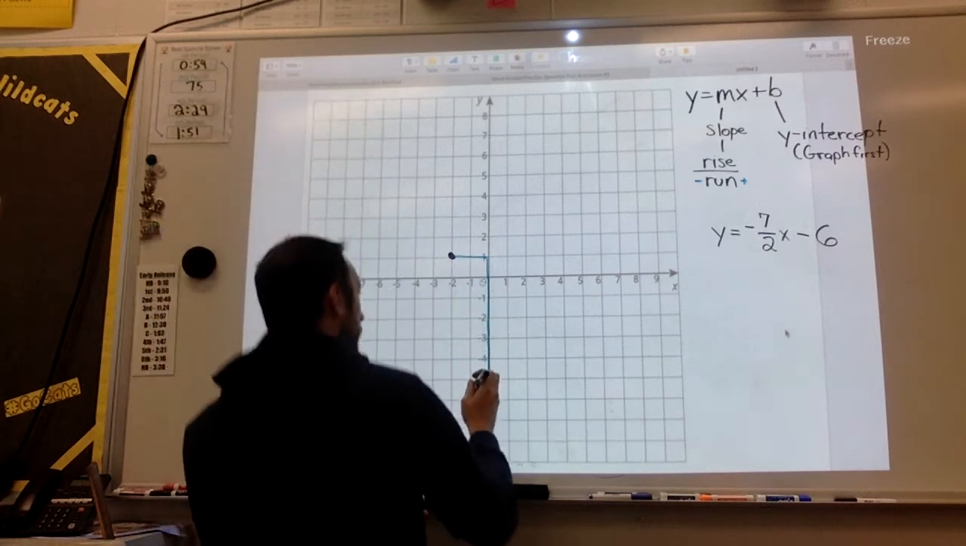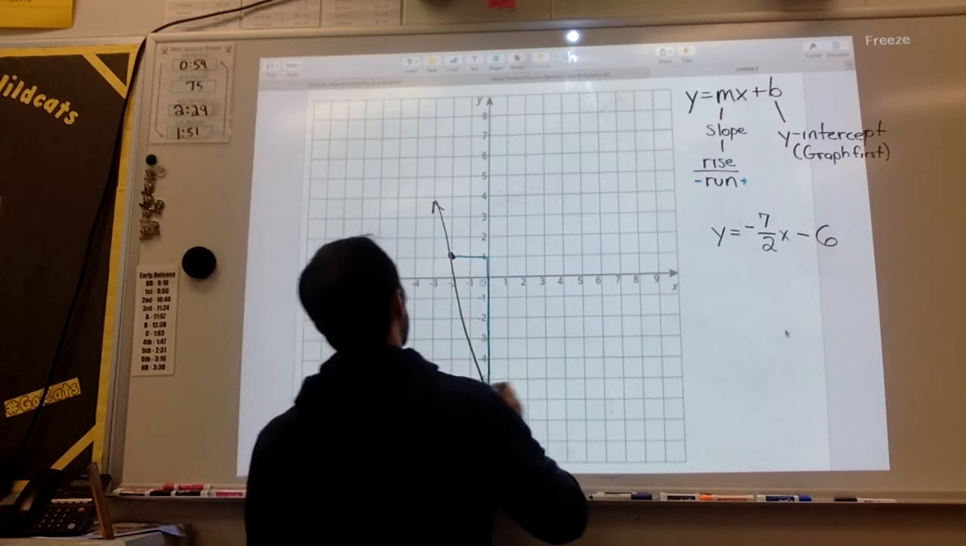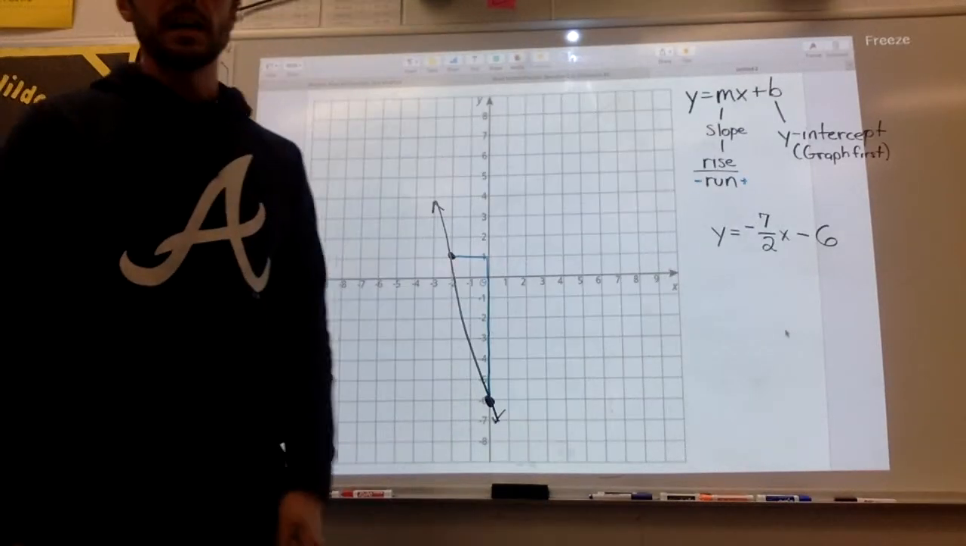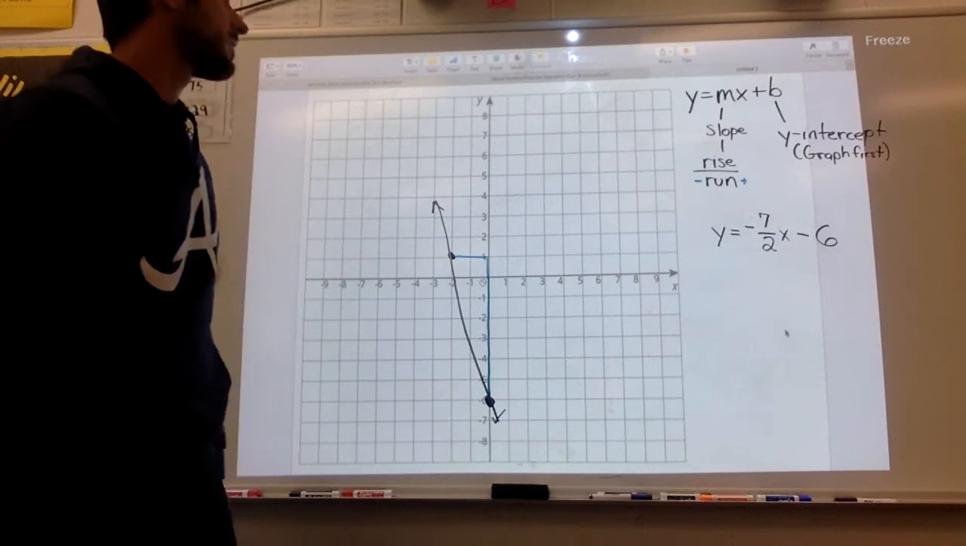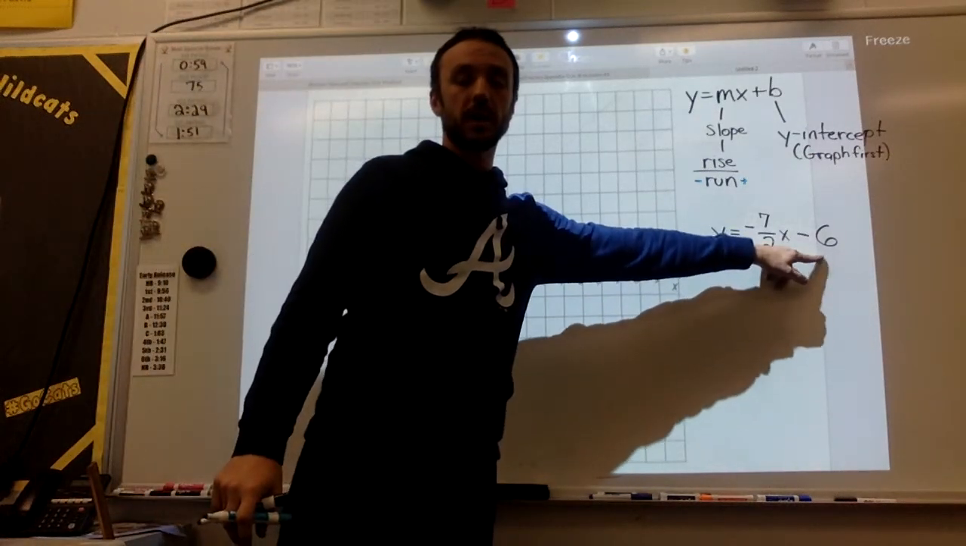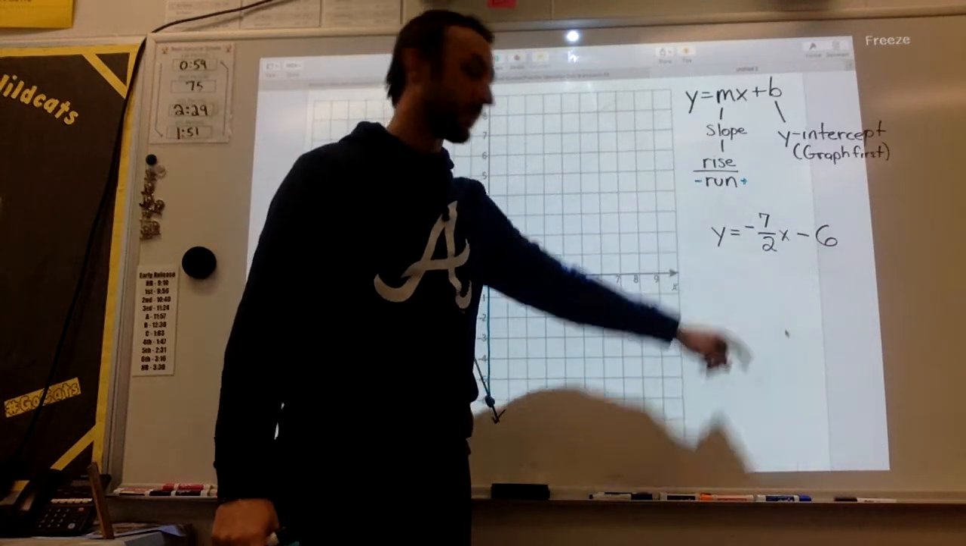So I can go ahead and connect those dots. Not the straightest of lines, but you see the point. That would be the line of the graph y equals negative 7/2 x minus 6. Step 1, graph the y-intercept, then apply the slope, the rise over the run.